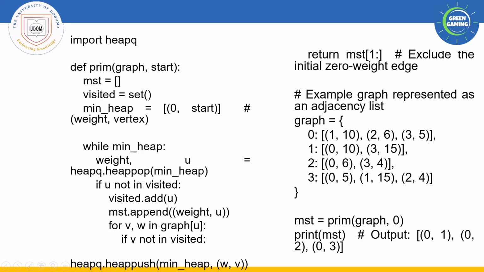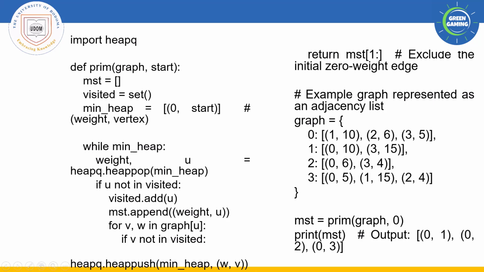And we are saying that for every v of vertex u, and w of vertex u, these loops go through each neighbor of vertex u, where w is the weight of our edge connecting v and u, or we can say u to v. Then we add the unvisited neighbor to the minimum heap using heap push. So all the unvisited neighbors will be added to our min heap, or priority queue.